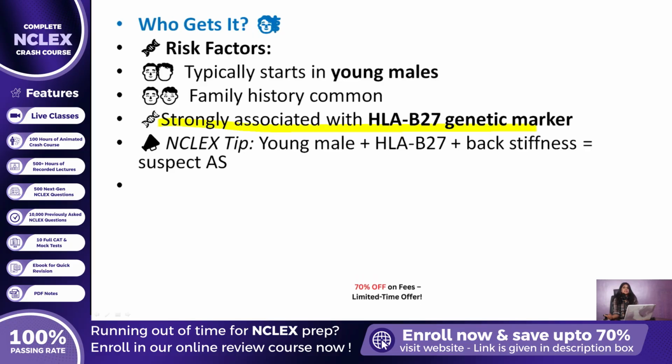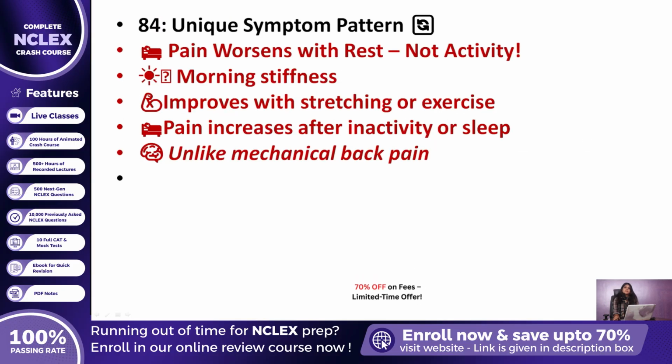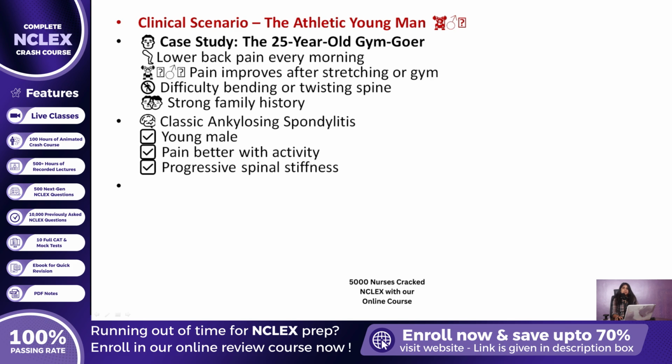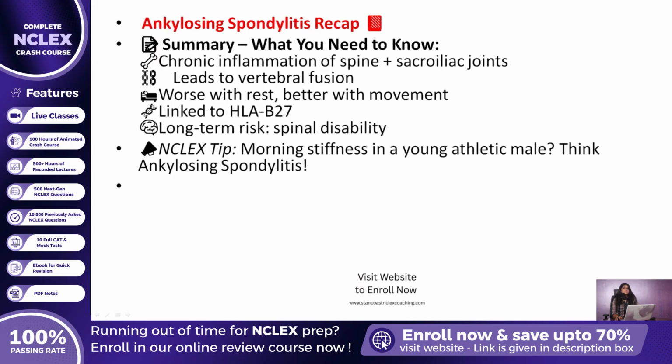Now, here's a clinical example you need to remember. A 25-year-old athletic man tells you that his lower back hurts every morning, but the pain improves after he works out or stretches. Recently, he has also noticed it is getting harder to twist or bend his spine. This is a classic presentation of ankylosing spondylitis, chronic spinal inflammation that leads to progressive fusion of the vertebrae. Recognizing these early signs is crucial to prevent long-term spinal disability.